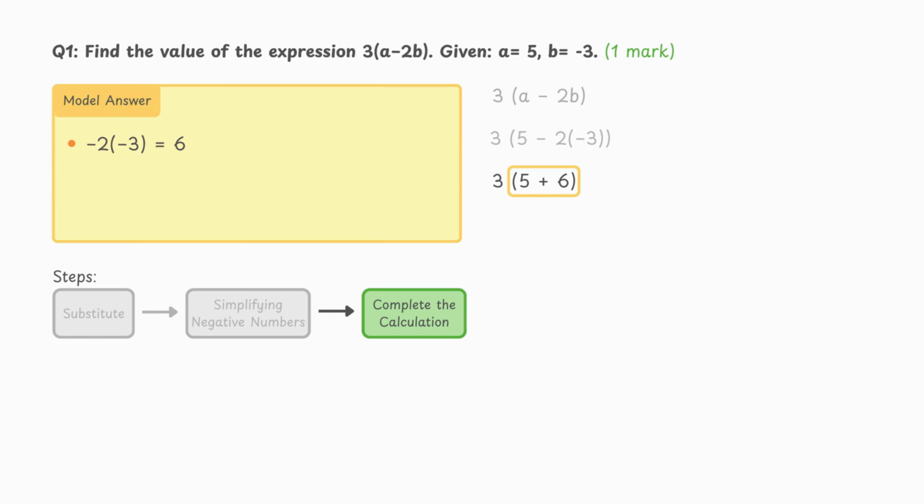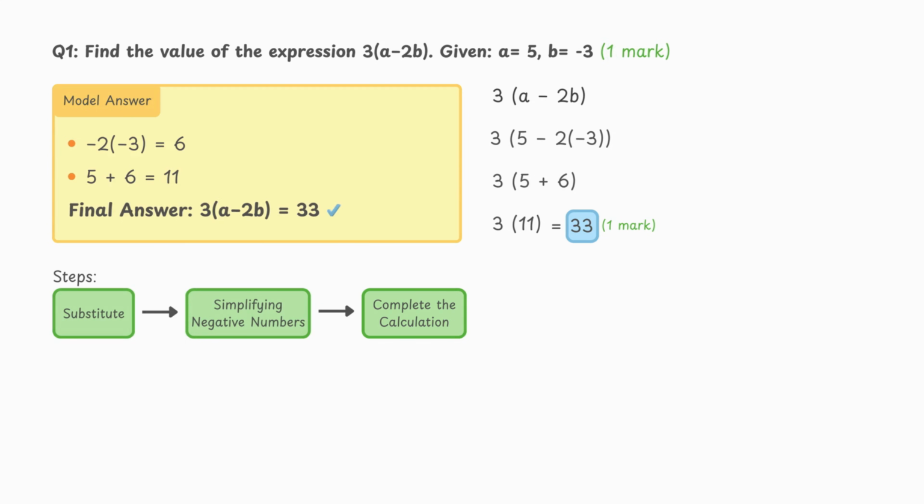Next, simplify inside the brackets. 5 plus 6 equals 11. This gives us 3 multiplied by 11. Finally, multiply 3 by 11. 3 times 11 equals 33. Therefore, the value of the expression 3 open bracket A minus 2B close bracket is 33.